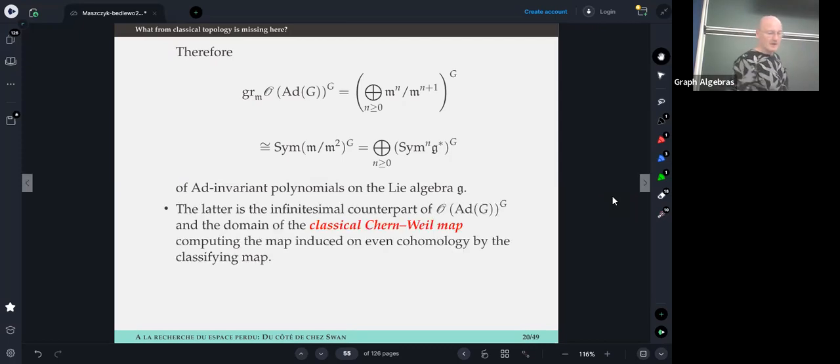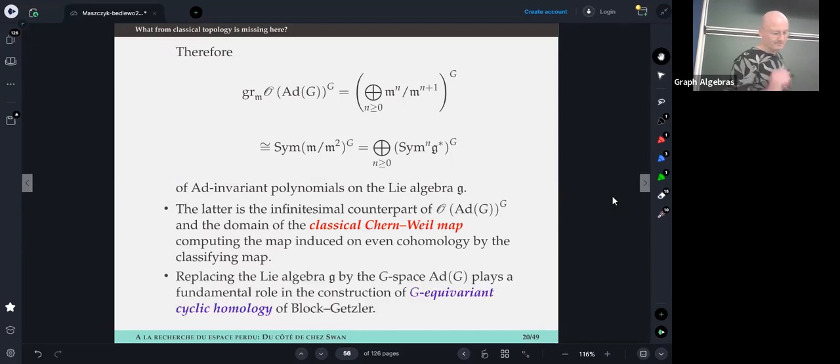Probably you are familiar with the classical Chern-Weil map from differential geometry. The latter object, being an infinitesimal counterpart of what we started with, is the domain of the classical Chern-Weil map. Using this, we can compute the effect of this classifying map on the level of cohomology. So this starting point for our construction of this invariant has some precedent in mathematics.